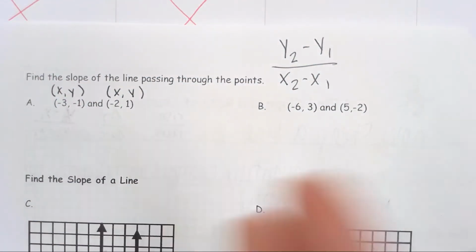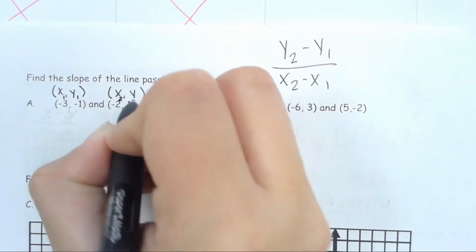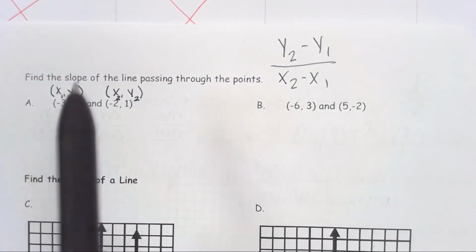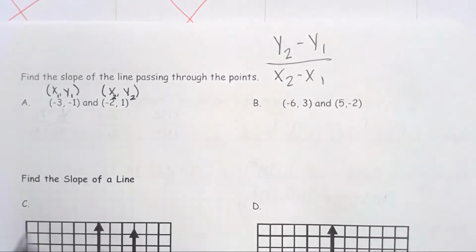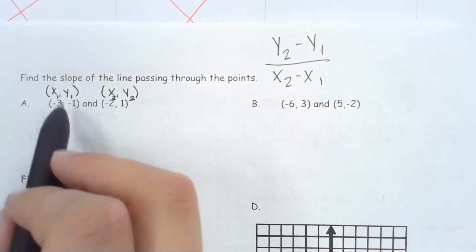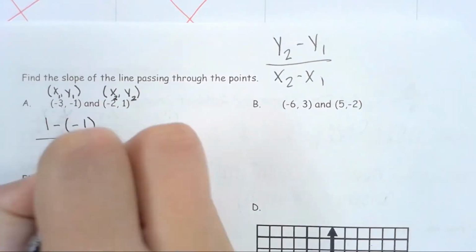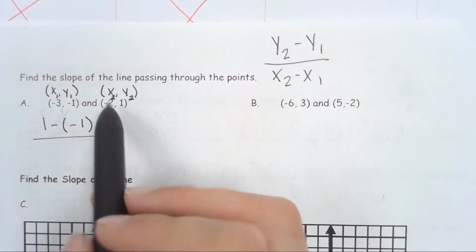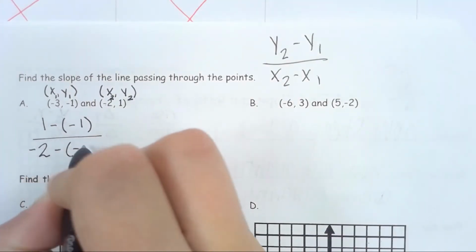And then when you have 2 ordered pairs, we say that the first ordered pair is our x1, y1, and our second ordered pair is our x2, y2. So when we go to find the slope, all that we're doing is plugging these numbers into our formula and then simplifying. So my numerator is y2 minus y1. y2 was 1. y1 was -1. So here I'm going to take 1 minus -1, over x2 minus x1, so x2 was -2, x1 was -3, so we are going to take -2 minus a -3.